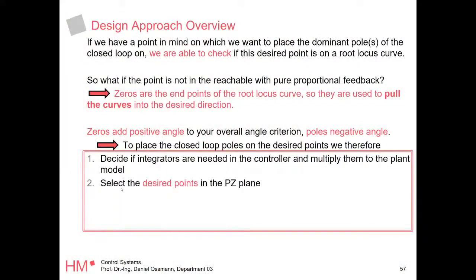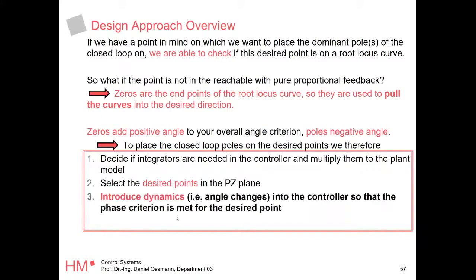Okay, so you want to select the desired point in the pole zero map or plane, right? So you really want to say, I want to place my closed loop poles there or there or there. How you select that spot, we're going to discuss immediately. And then, if the angle criterion is not met, and this will usually be the case, then you need to introduce dynamics in the controller. So you need to add zeros and poles to finally meet the angle criterion for that desired point.